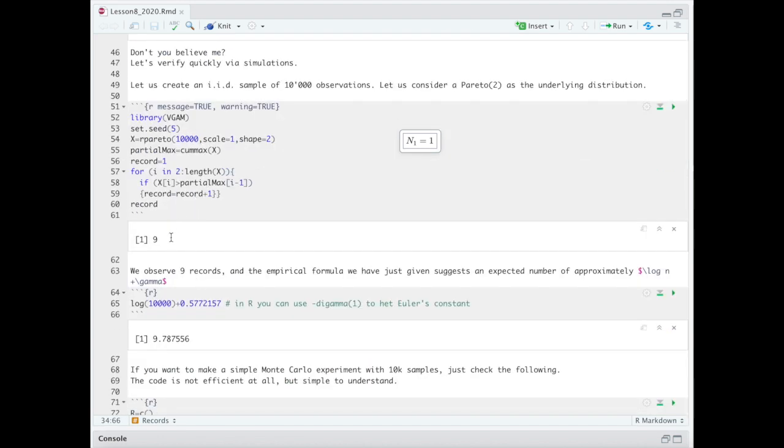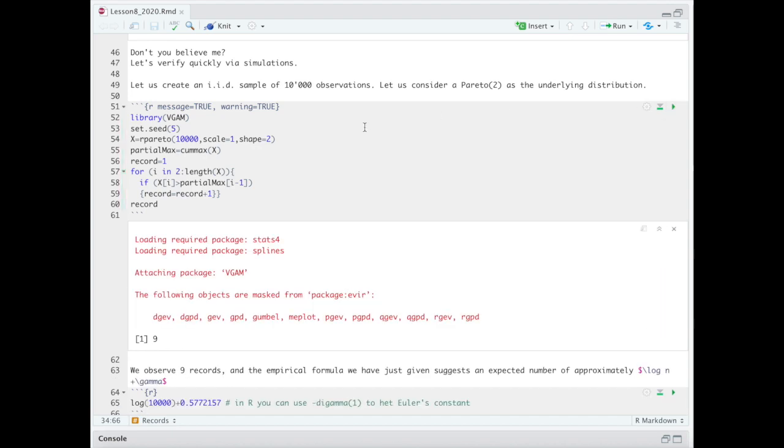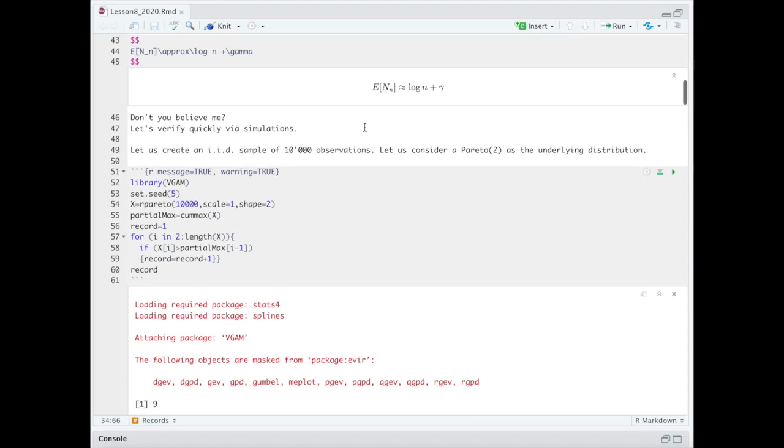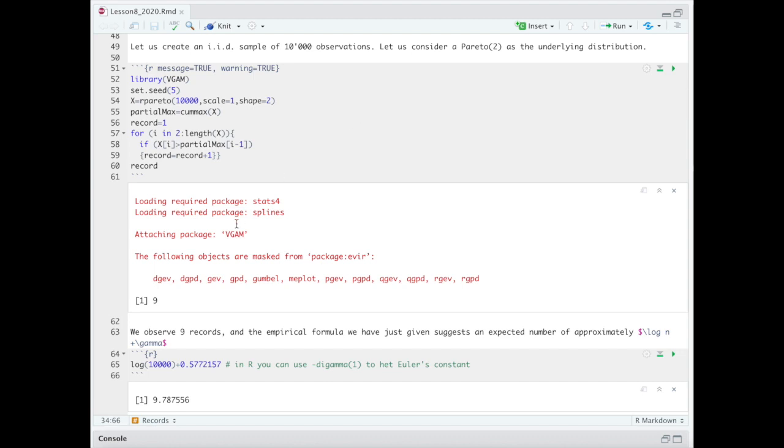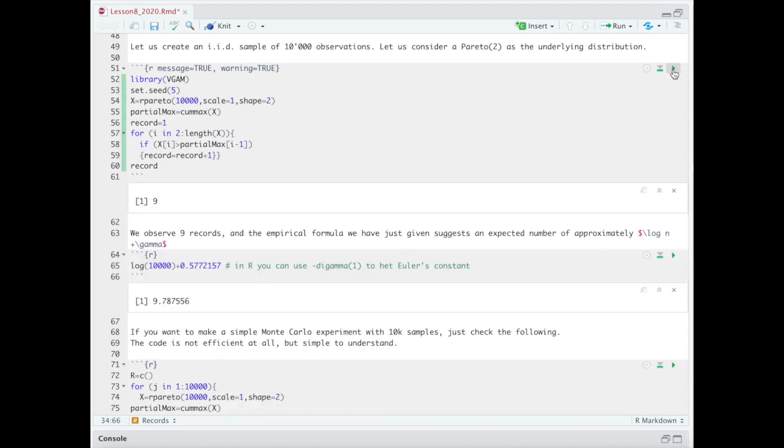Now, what happens if we run this code? Okay, so if we run our simulation, we find that the number of records we find in the data is equal to 9. So we observe 9 records.